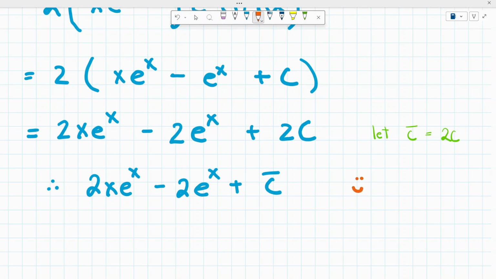So I hope this video helped you understand what integration by parts is and how to recognize when to use it. And I hope that this is helpful for your next exam.